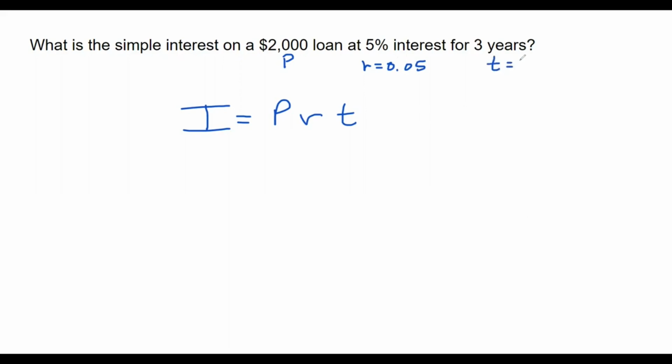T equals 3. Now we just have to multiply those three things together: 2,000, 0.05, and 3 years. That gives us an answer of $300 of interest earned over the 3 years. Now, the question asked us for the interest, so we are done. We don't have to find the balance. Let's move on to the next question.